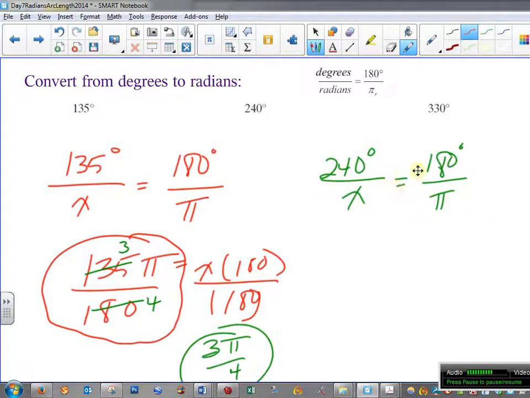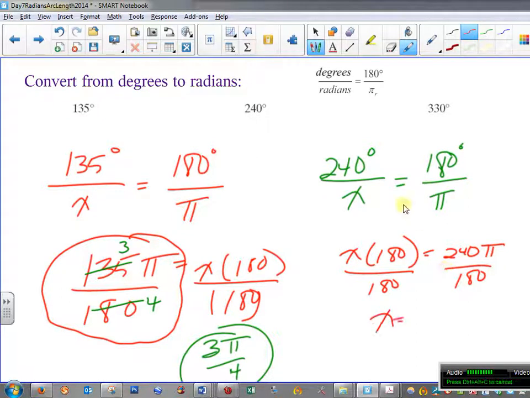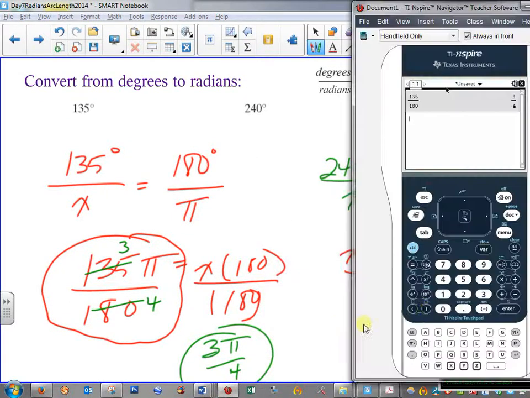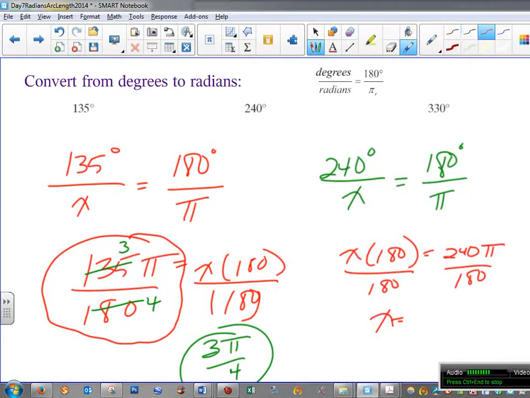Let's cross multiply. You're going to get x times 180 is equal to 240 pi. We'll divide both sides by 180, and we'll have to use our calculator to clean up that fraction, 240 over 180, not that you have to. If you can do it in your head, you're welcome to. 240 divided by 180, and that's going to give me a 4 over 3. So I'll rewrite my answer as 4 pi over 3. We're not dividing out that pi, so make sure it shows up in your answer.